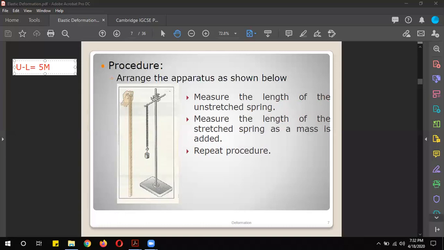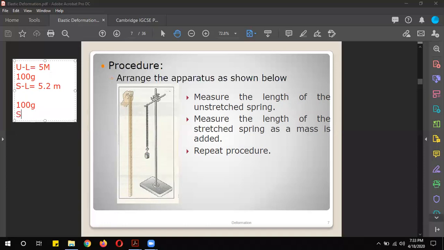Is that okay? Then we put 100 gram, and then we get the stretched length. Now we get, let's suppose, 5.2 meter. Okay? Again we put 100 gram and we get 5.4 meter.